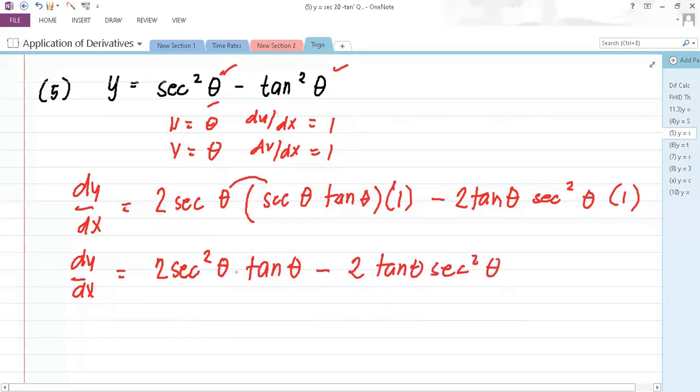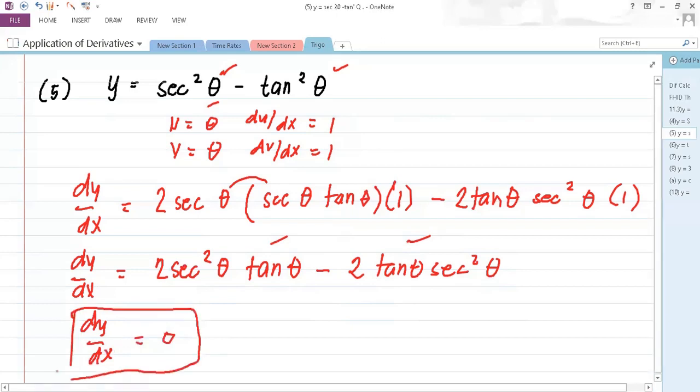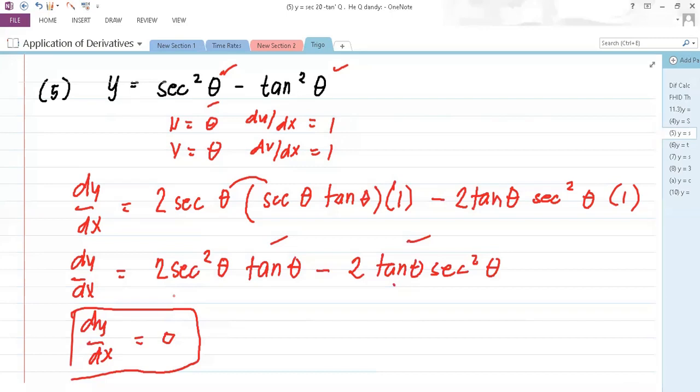Okay, so pagka tinitignan natin ito parehas, ito dito. So pagka pinag-minus nyo yan, ang matitira na lang dito is equal to 0. Okay, so pagka minus nyo, parehas. 2 secant squared, tangent, and tangent. Kaya ang value natin dito is equal to 0. Okay, so that is for the problem number 5.